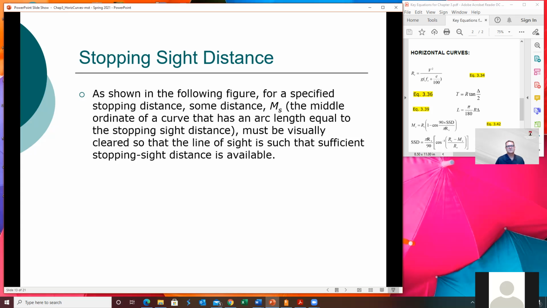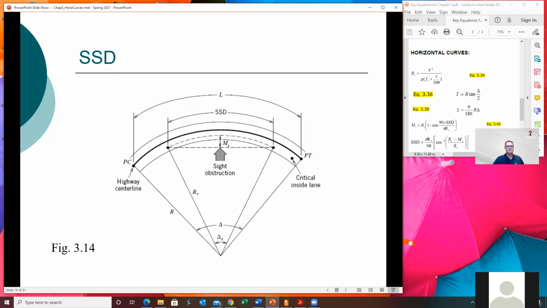Basically, well, you'll see it in the figure. You must have a clear view so that the line of sight gives you sufficient stopping sight distance for the vehicle. Remember, we did this for the vertical curves, let's say a crest curve where you couldn't see the other side of the hill. Depending on how severe the curve was, it had an impact on how you designed your vertical curves. It's the same concept for horizontal curves, but it's calculated differently, and you'll see.